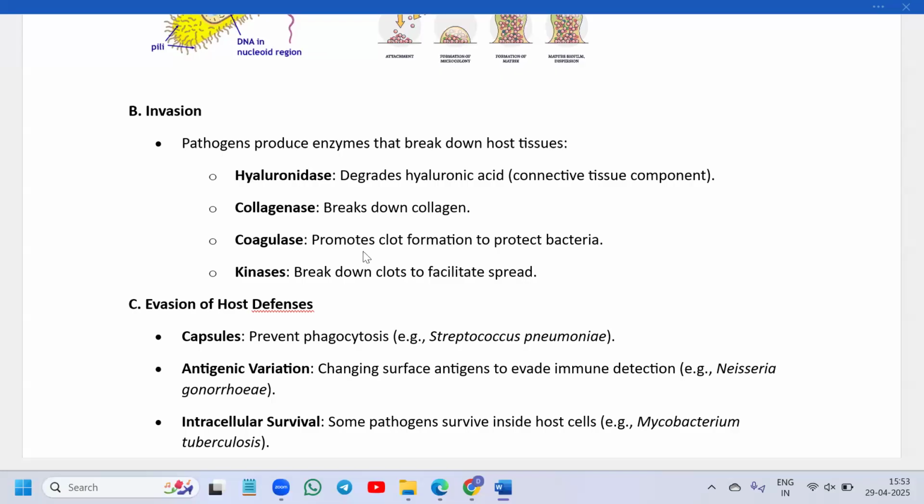Next is coagulase, which promotes clot formation to protect your bacteria. Coagulase, as the name says, coagulation, promotes clot formation and that will protect your bacteria. So the bacteria will not be broken down by your immune system. In turn, the bacteria is going to live for long and multiply, right? Next is kinases. Kinases will break down clots to facilitate spread.